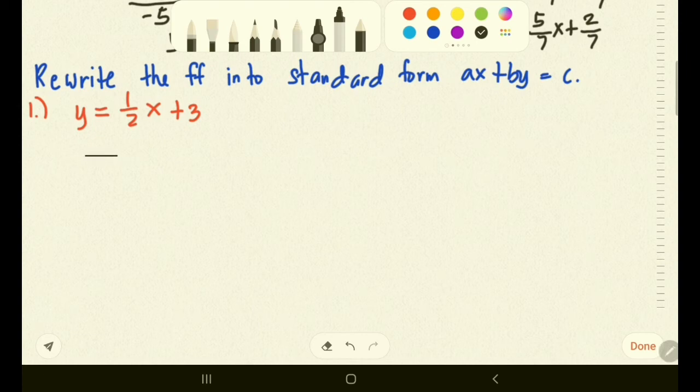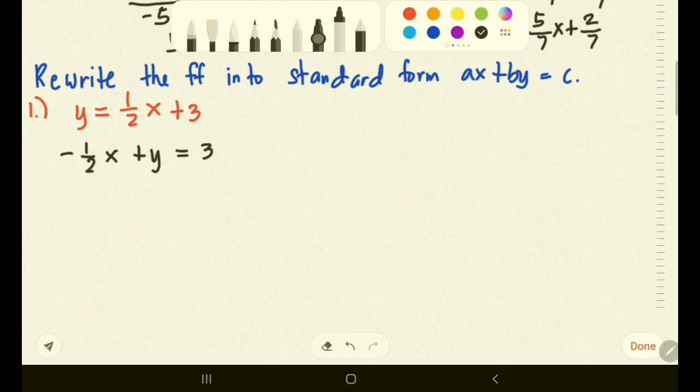So just transpose that. You will have negative 1/2 x plus y equals 3. But notice, the numerical coefficient of x is a fraction. To simplify that, we need to get rid of that fraction. And since that is negative, you need to avoid a negative numerical coefficient of x. It must be positive to have a simplified standard form.